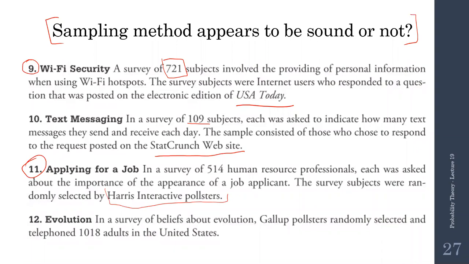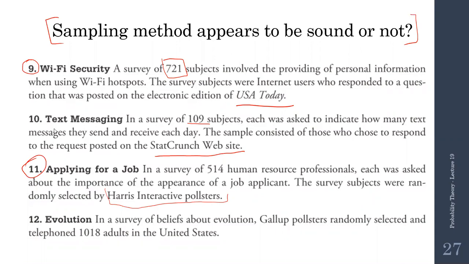Demak, keyingi savolimizda 514 ta ishga yollaydigan odamlardan so'ralgan, ulardan 514 tasi javob bergan. Va bularni tasodifiy ravishda Harris Interactive pollster jamoasi tanlab olgan. Aytaylik, butun Amerikada bunaqa odamlar 5000 ta bo'ladigan bo'lsa, shundan 514 tasini tasodifiy ravishda tanlab olishgan. Bunda sampling method appears to be sound, to'g'ri qilingan. Chunki tasodifiy tanlab olish kerak.